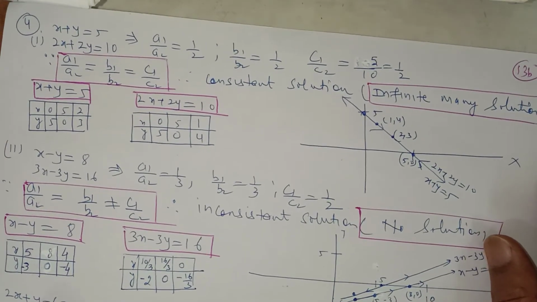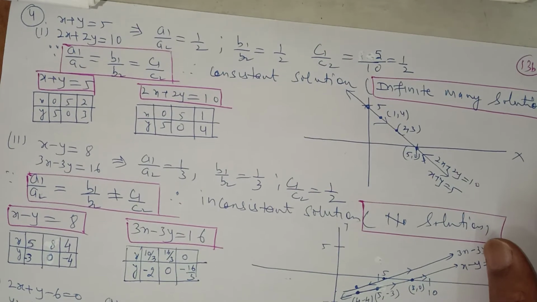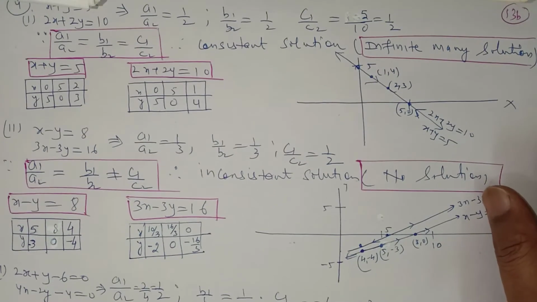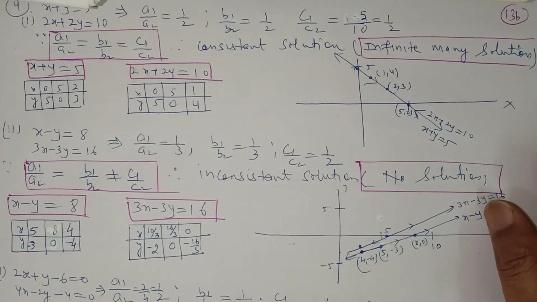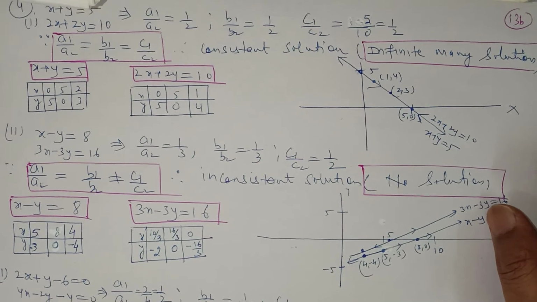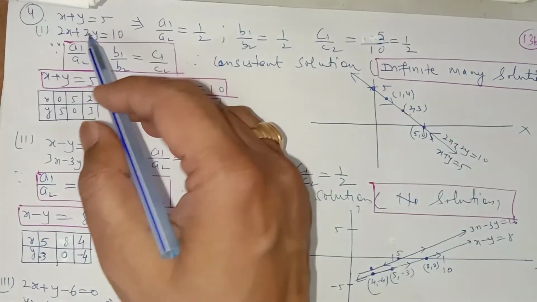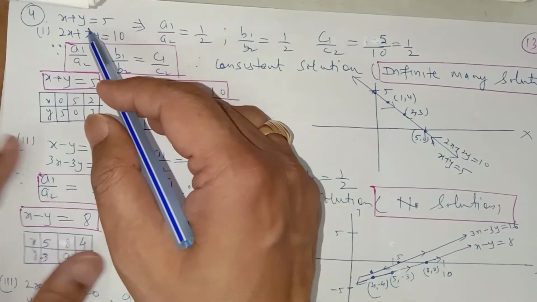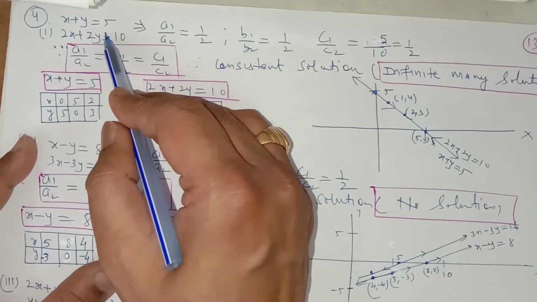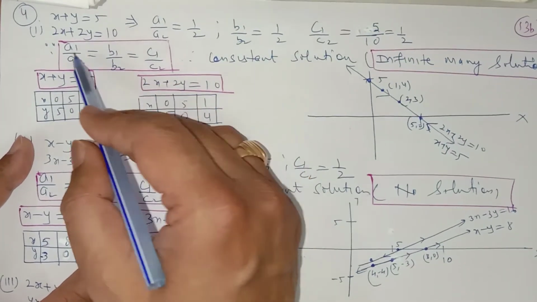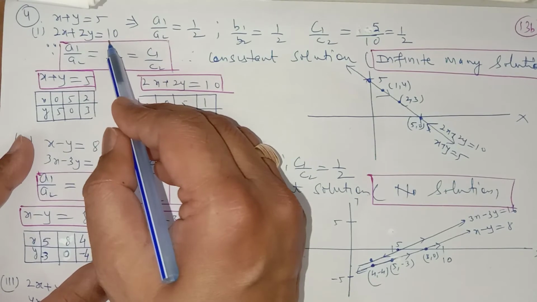Now in question number 4 also, you have to find which type of solution the given simultaneous equations have, and you have to draw the graph of that also. Now in question number 4, first part, it is given that x plus y is equal to 5, and the second equation is 2x plus 2y is equal to 10.